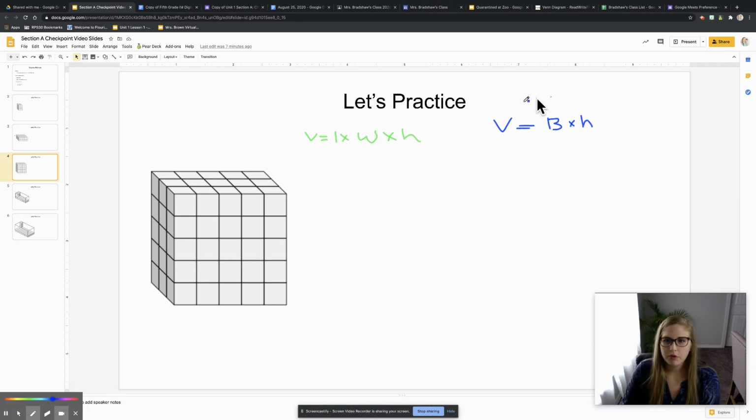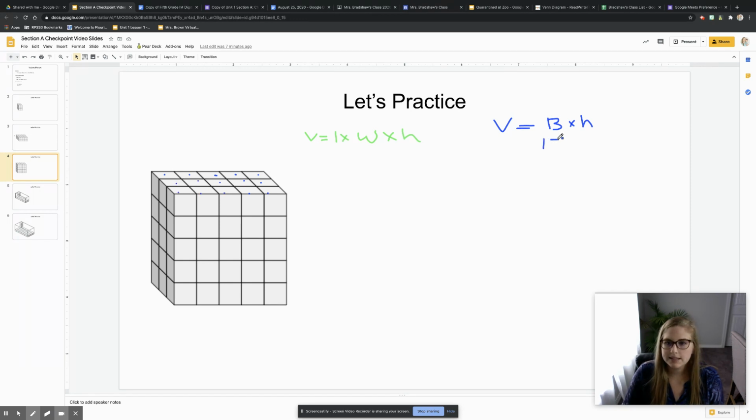So I wrote my 2 equations at the top, and I'm going to solve it with base times height first this time. I can't see all those cubes that are hidden under there, so I know that the top and the bottom are the same, so I'm going to count the top. 1, 2, 3, 4, 5, 6, 7, 8, 9, 10, 11, 12, 13, 14, 15.